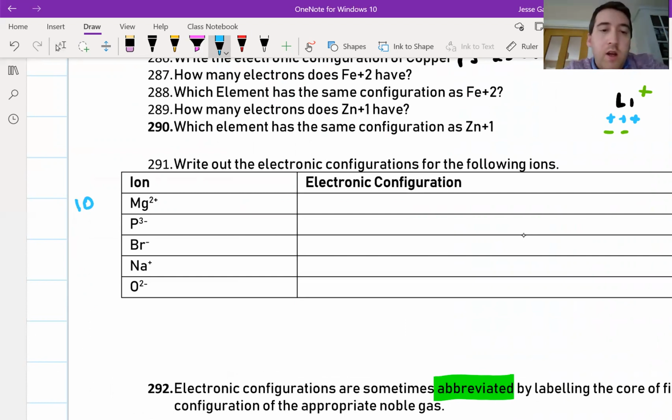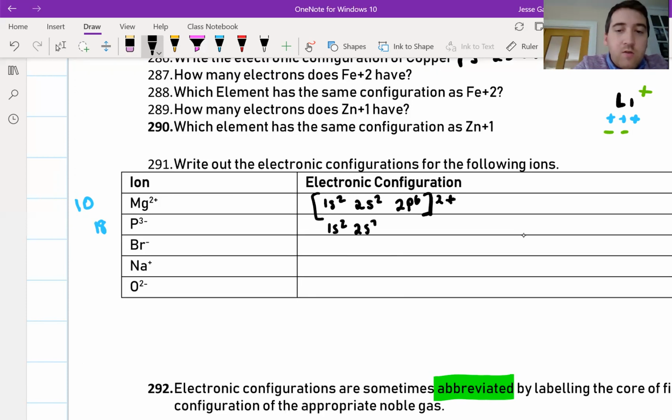All right, so Magnesium 2 plus has a configuration like this: 1s2, 2s2, 2p6, square brackets. This is an ion with a 2 plus charge. All right, next one, P3 minus. You should have got that it has 18 electrons, and the configuration is 1s2, 2s2, 2p6, 3s2, 3p6. Okay, square brackets, 3 minus.